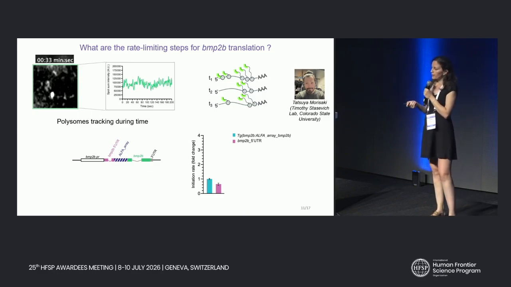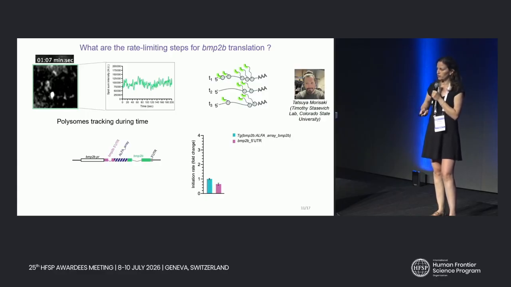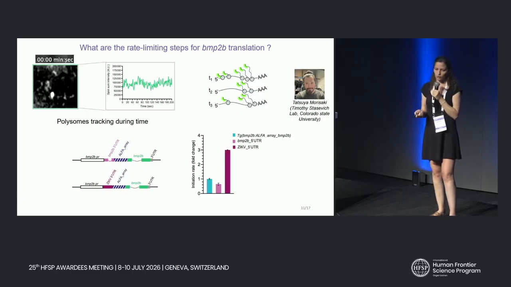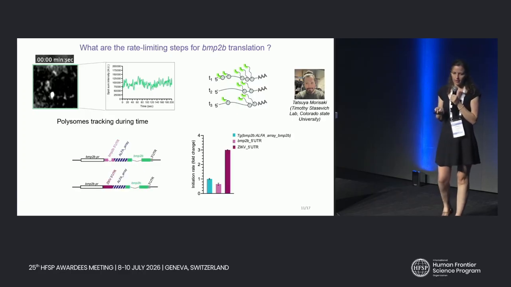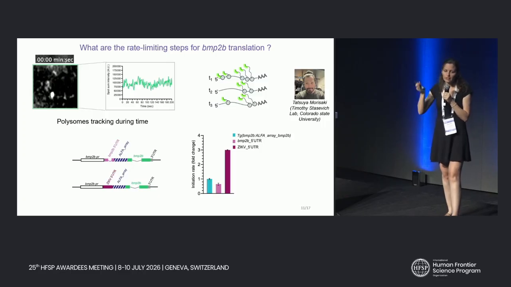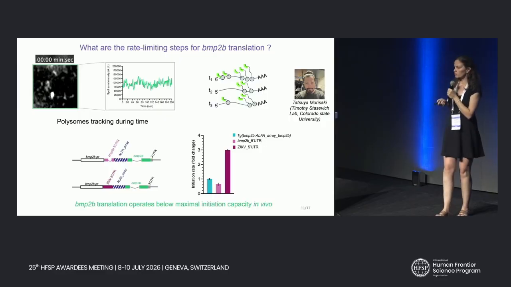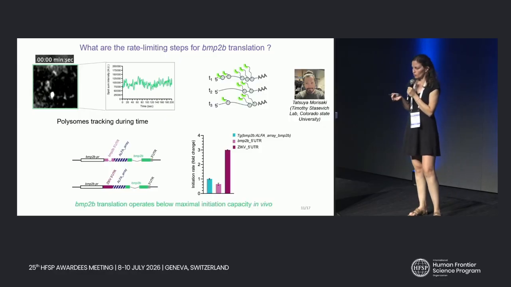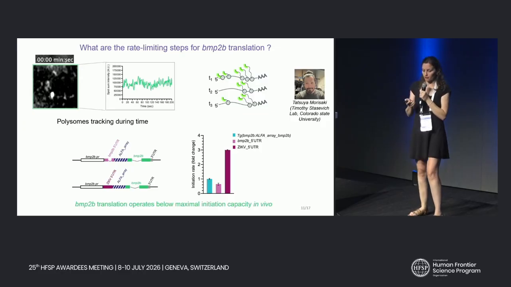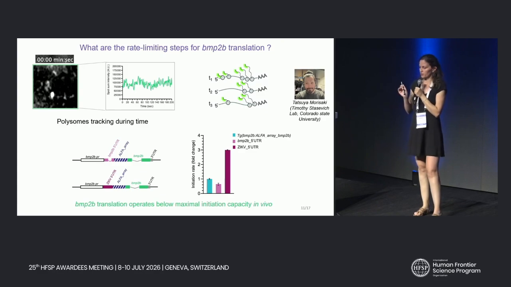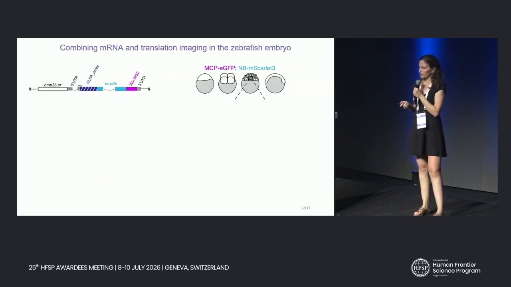But then when we compare with a different 5' UTR, so we switch the 5' UTR of BMP2B with an exogenous 5' UTR, the one of the Zika virus, this time we could increase the initiation rate of ribosomes at least 3 times, meaning that BMP2B translation appears to be below its maximal initiation capacity in vivo. So it means that BMP2B is regulated at the initiation level.